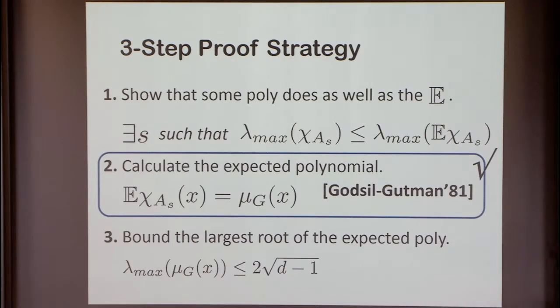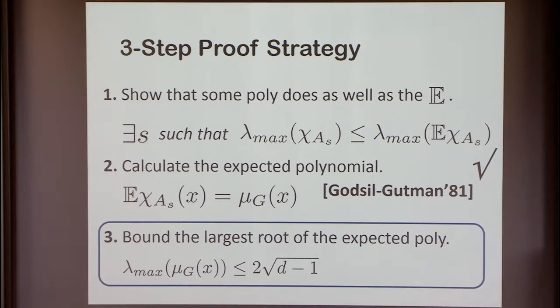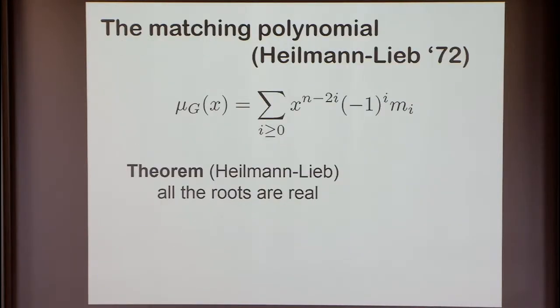Okay, so we know what the expected polynomial is. It's the matching polynomial. Okay, so is that a good thing? Turns out it's a really great thing. So this matching polynomial was defined and looked at 40 years ago by Heilmann and Lieb in 1972 in the context of statistical physics. And they proved, first of all, that the roots are real. So that's also not obvious, right? If I just write down some generating function, the roots can be anything.